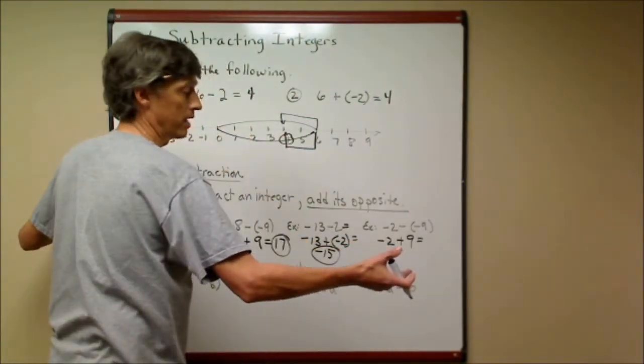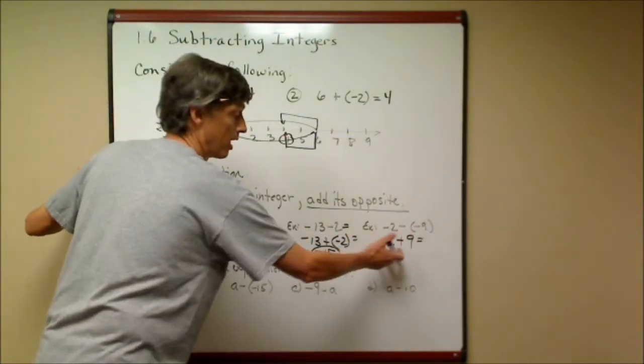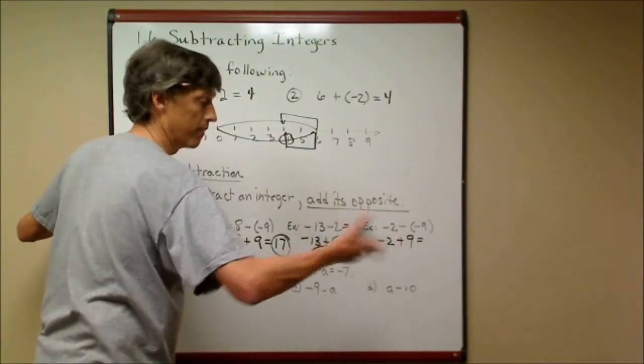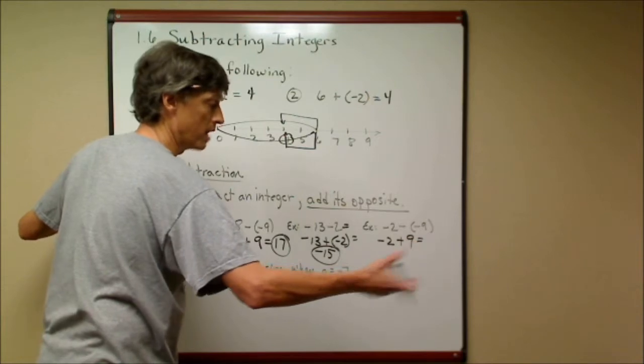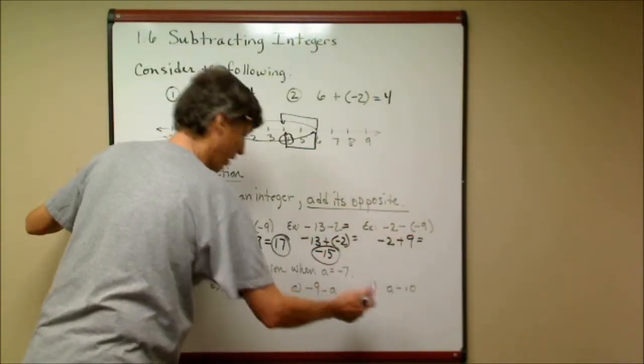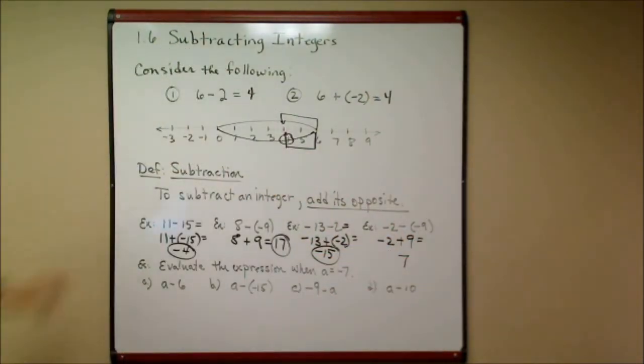Remember I talked about this like money. I have $9, I owe $2. I'm going to have a positive $7 because I have more money than what I owe. And it's a positive 7.